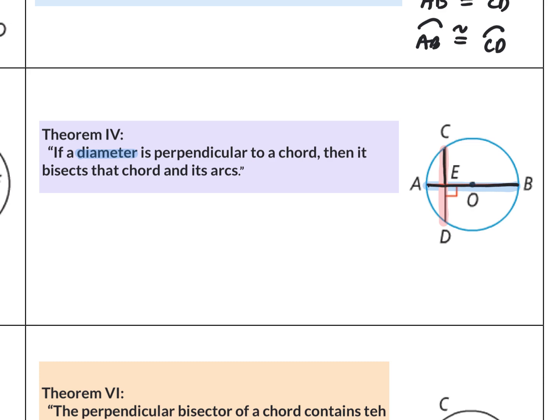They are intersecting at E. And what does it say? It's going to bisect its chord, that's correct, and also its arc. These are arc CA and arc AD. It means that these two arcs are congruent, in as much as these arcs are also congruent.